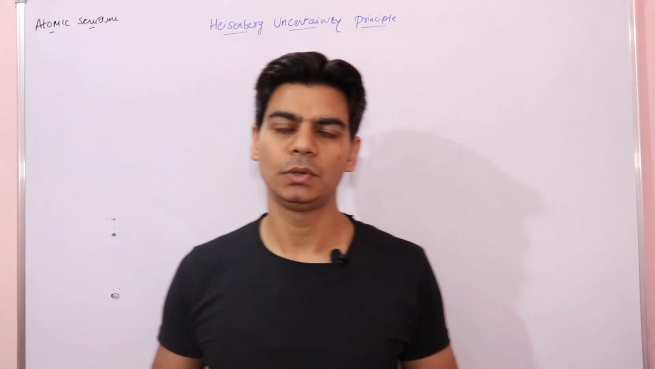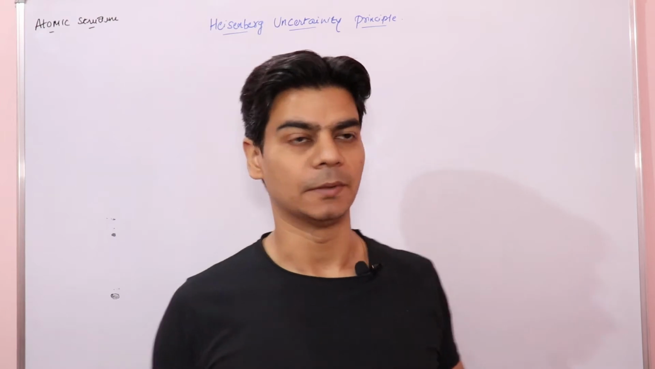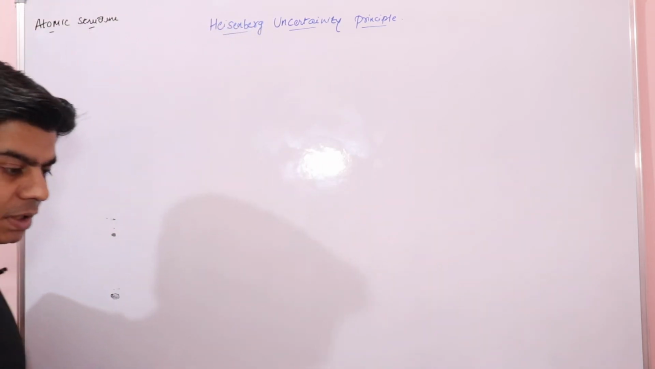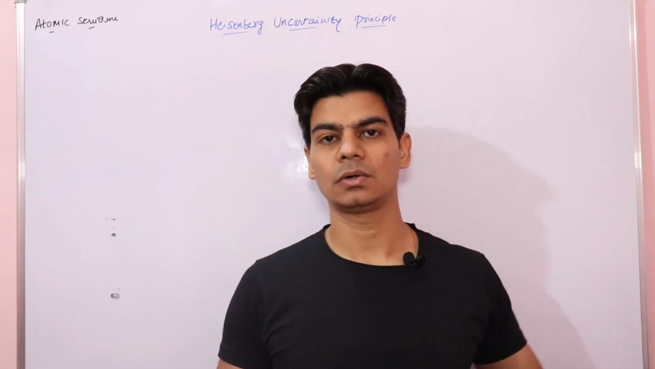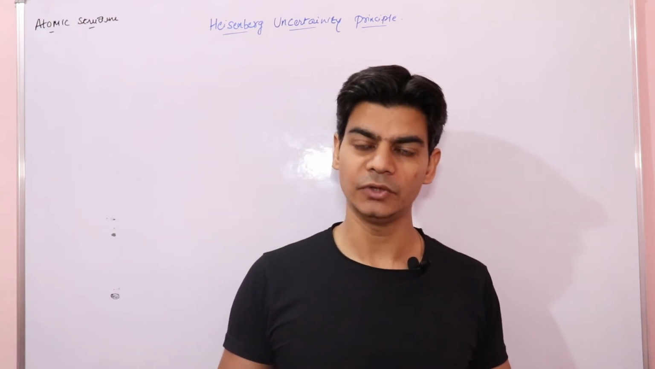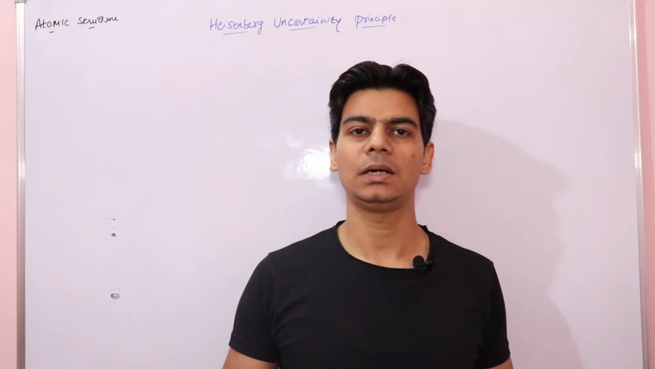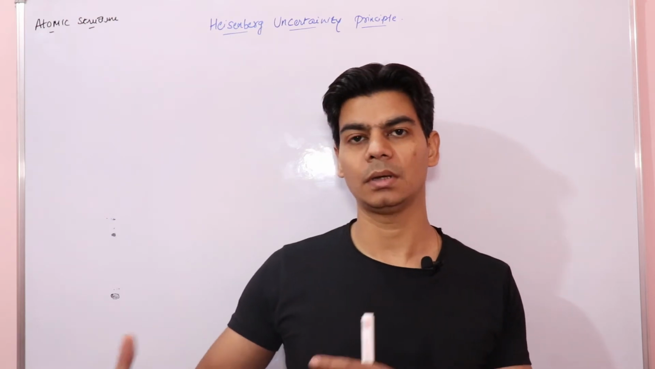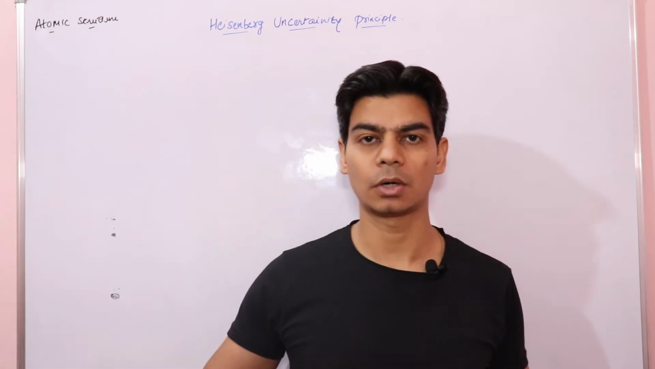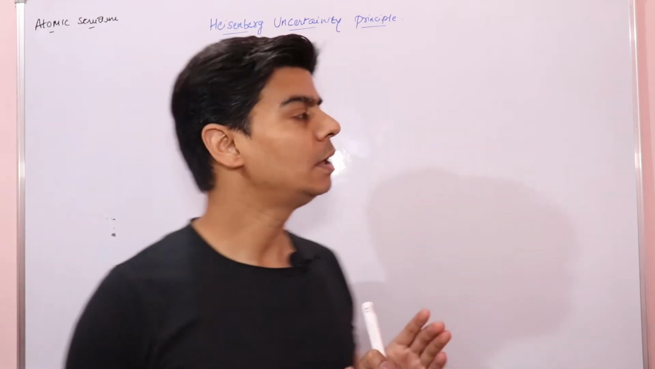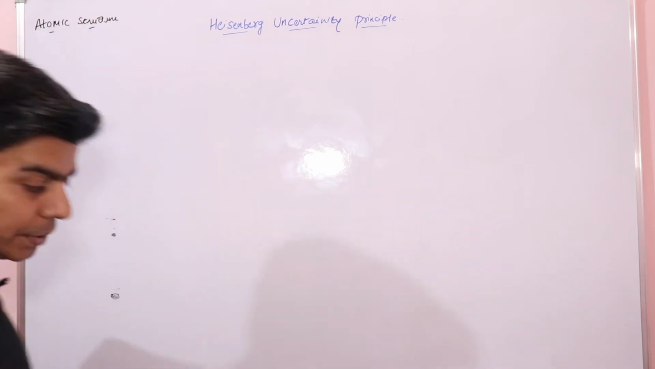In this video lecture, we will go through Heisenberg uncertainty principle. This principle is very important because it tells us one of the drawbacks of Bohr's model of atom, which leads to its failure, and it also tells us about the wave mechanical model of atom, which is the future model of atom. So it's important to understand Heisenberg uncertainty principle.